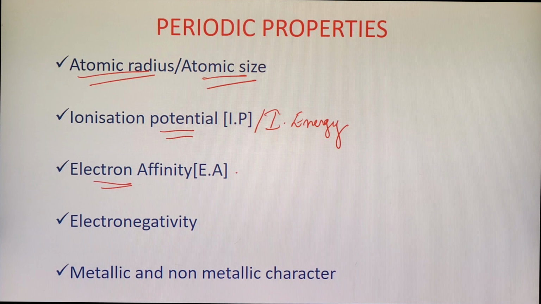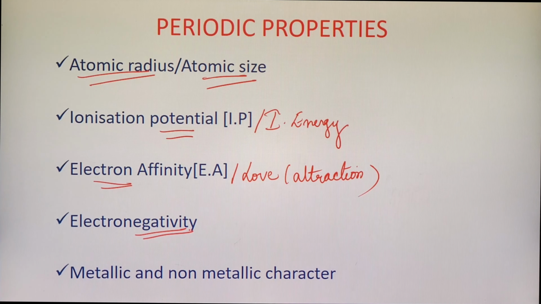The third one is electron affinity. What is the meaning of the word affinity, children? We either call it love or we call it attraction. So attraction of electrons, or love towards electrons. What is the periodic property called? We call it electron affinity.